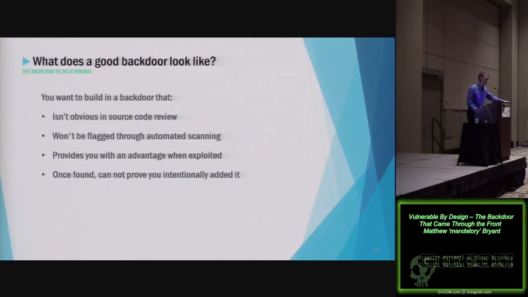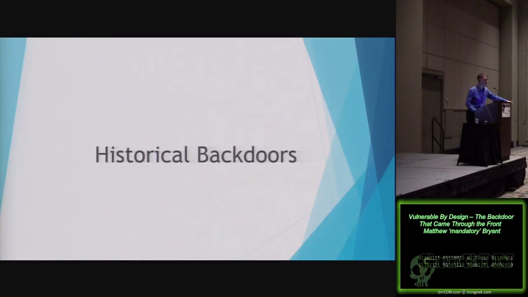It should also provide you with some sort of advantage once it's exploited, whether that's a small advantage like local privilege escalation or a big advantage like remote code execution. And finally, a really good thing is if somebody found it, you could not be held accountable. Even if you were the one that wrote that code, you could simply say, oh, I'm a bad programmer. You'll see through a lot of these examples that bad programmers are very, very common, so you could probably get away with that. So having a backdoor with plausible deniability is very useful.